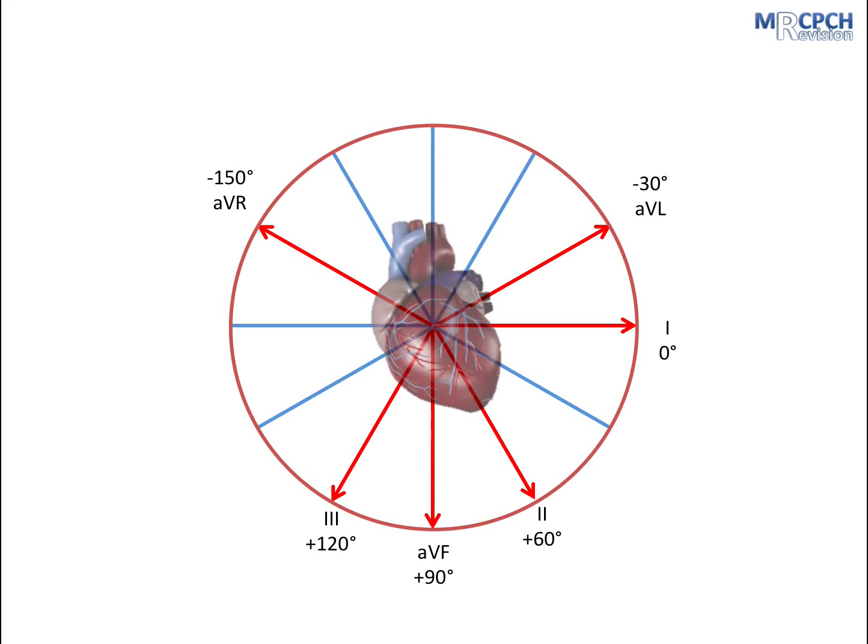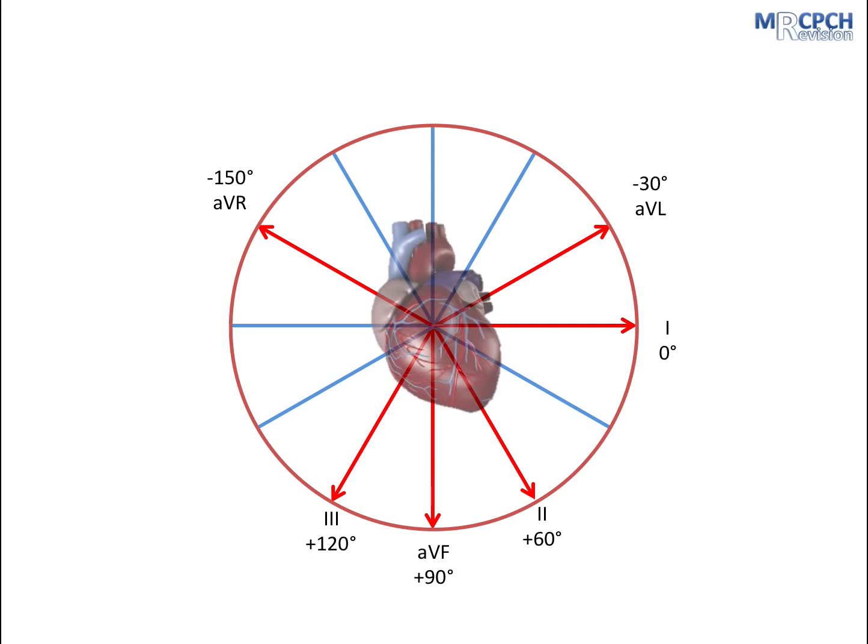So what do I mean by axis? Well, axis is simply the overall flow of electricity within the heart. Think of it as the average direction of all the electricity flowing in the heart per beat. So we know that the electricity is generated in the sinoatrial node and flows down the interventricular septum towards the apex of the heart, roughly like this. So you might expect the normal axis to be in roughly the same direction as lead 2.